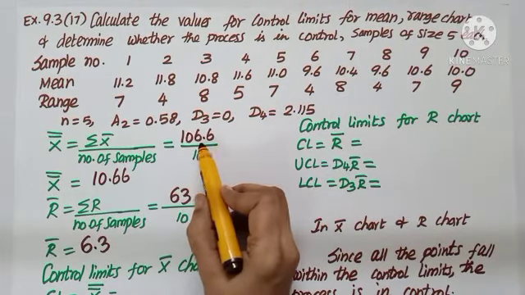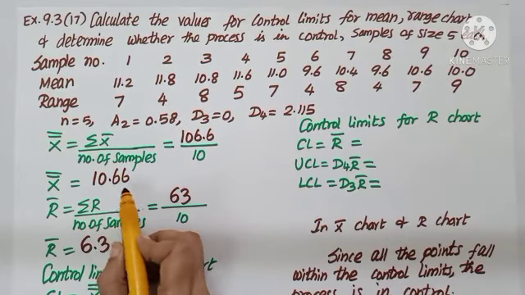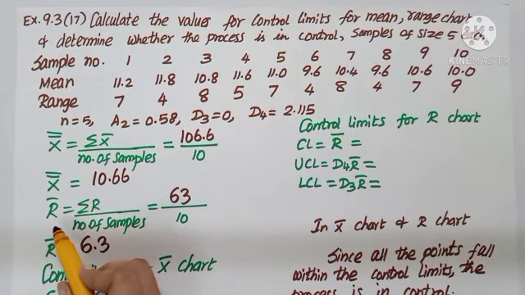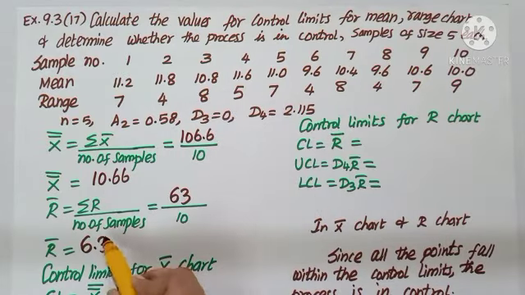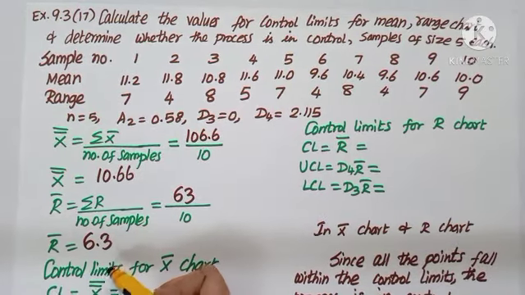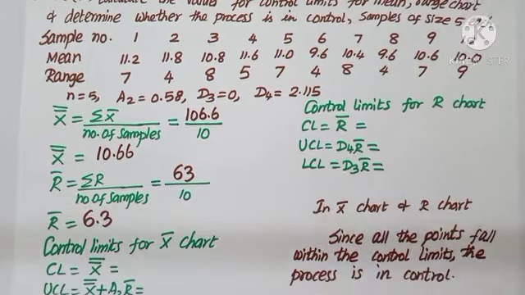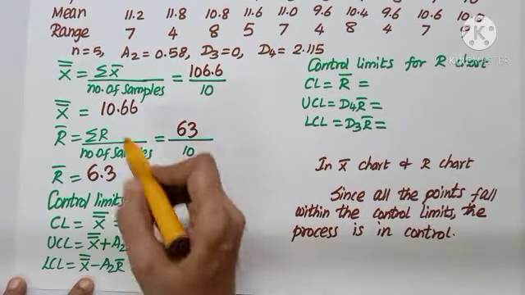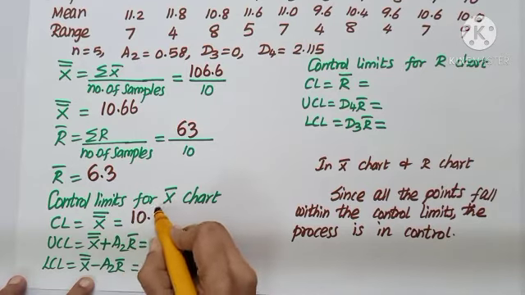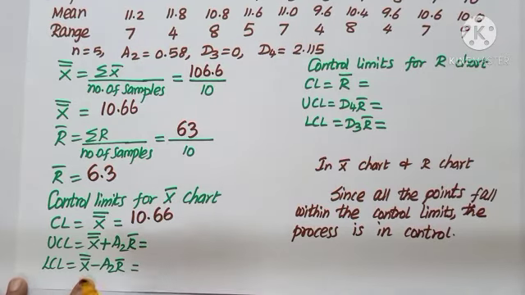We get 106.6 by 10, that is 10.66. R bar, sigma R, total all the range values divide by 10 gives us 6.3. Control limits for X bar chart, we have the formula CL is X double bar, that is 10.66.